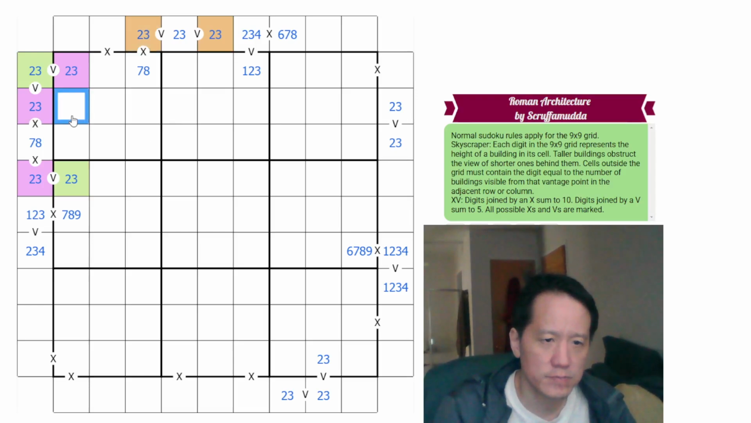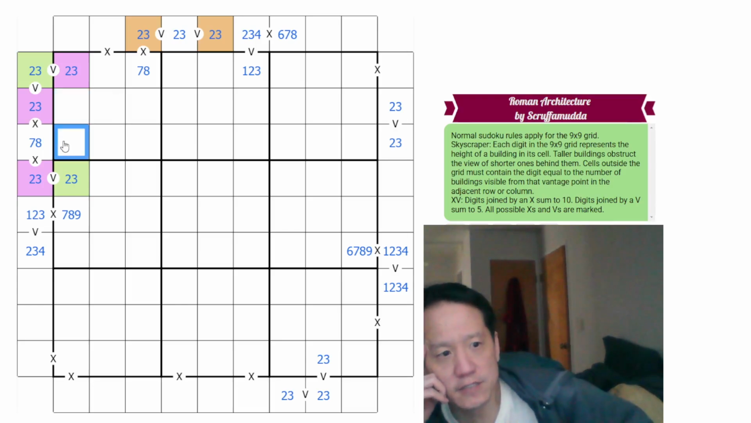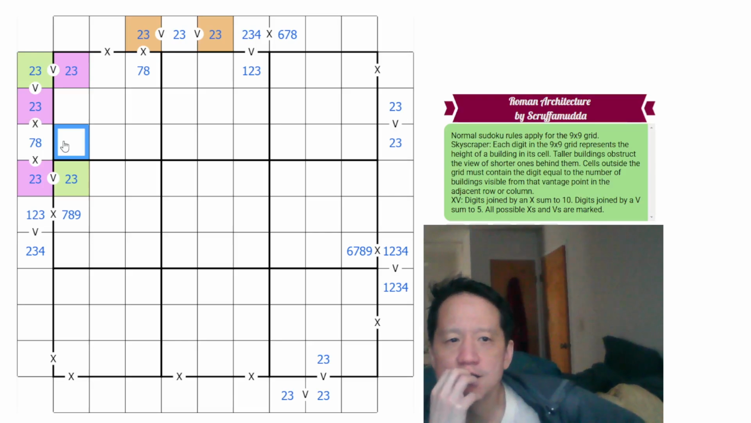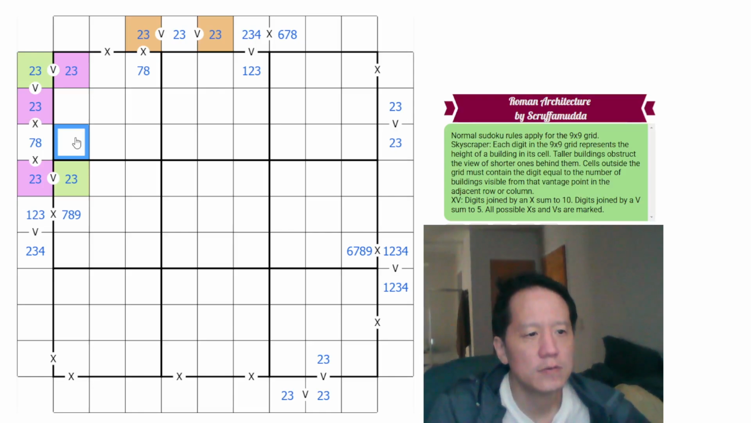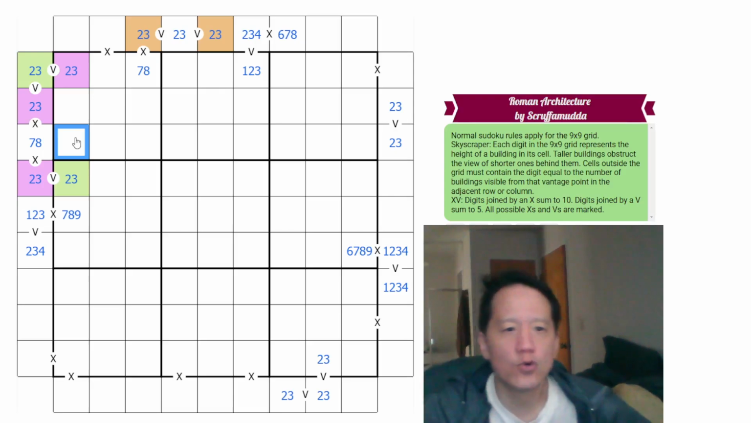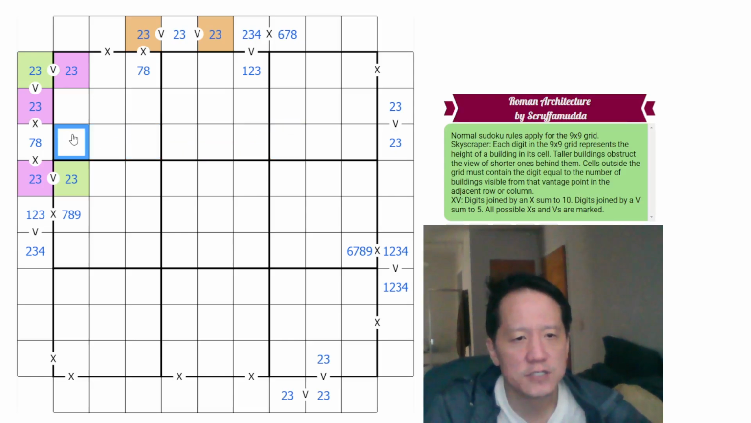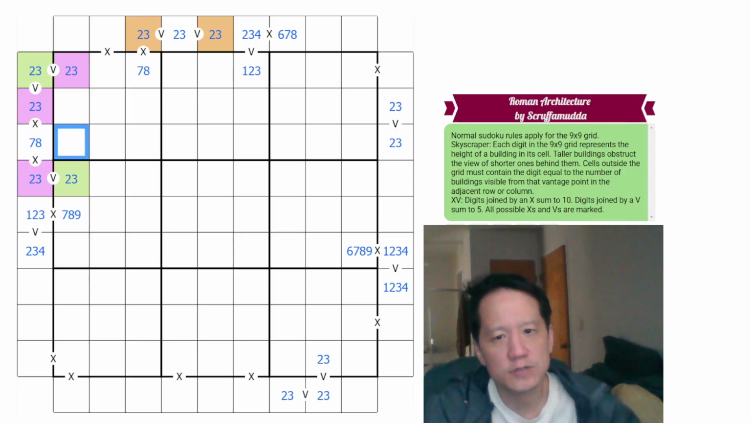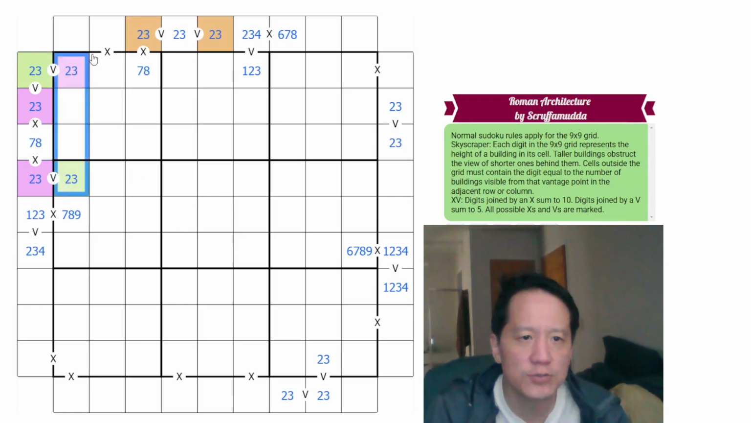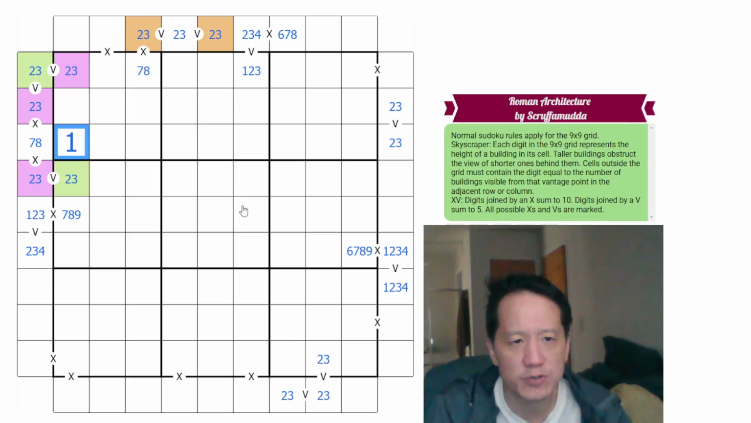This sees 7 or 8. That's kind of crazy. So if this is C7, it cannot have a 4 or above in this square, right? If this was 4, it would only see 6 skyscrapers here. And this is not allowed because this is 7 or 8. So this has to be 1, 2, or 3. Well, we have a 2, 3, 2, 3 pair in column 1, which eliminates 2 and 3 from the rest of the column. Therefore, this must be a 1.